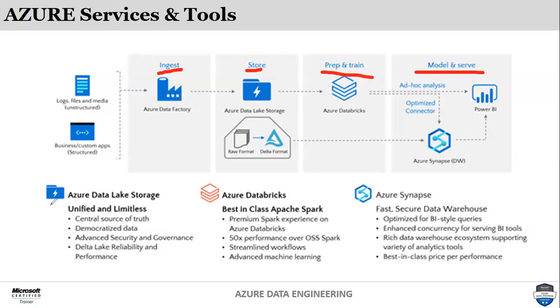The first one is ingest, because the data will be across different layers and different formats. It's always a challenge to connect to the data and get the data. That's where ingest comes into the picture. Ingest is all about connecting to the external sources and getting the data. In this diagram, we are using one technology called Azure Data Factory for the ingestion.